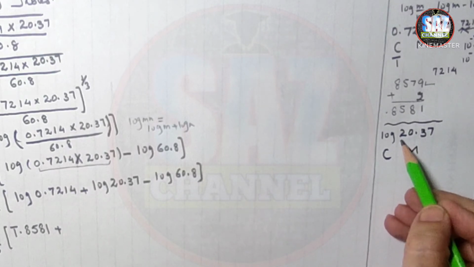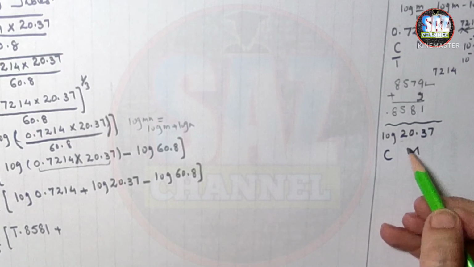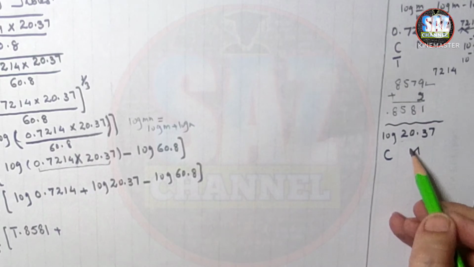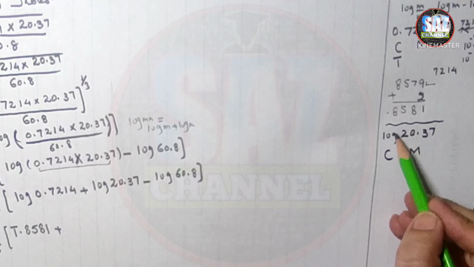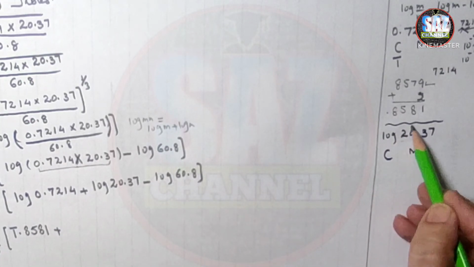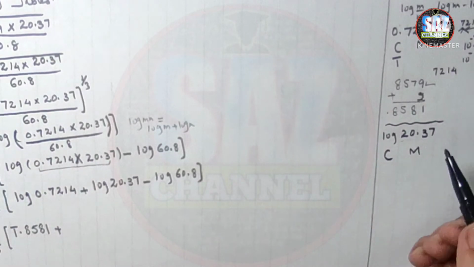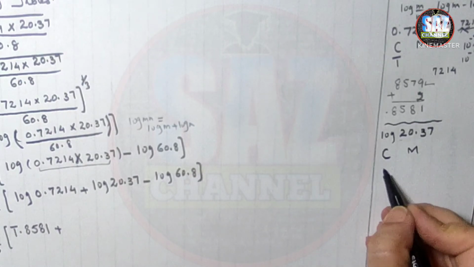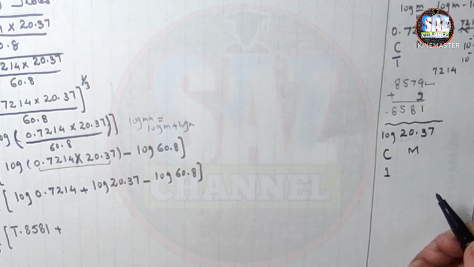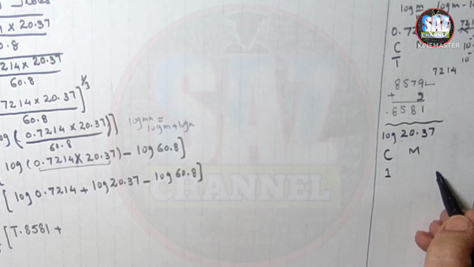Here we have 2 digits before the decimal. So the characteristic of the logarithm of the number which is greater than 1 is always 1 less than the number of digits in the integral part of the number. As this question has 2 digits in the integral part, the characteristic is 1 less than the number of digits. Or you can turn it into scientific notation, and you can easily get the power of 10, and that power of 10 will be the characteristic of this number, which is 1. And for the mantissa part, we have to make 4 significant digits.